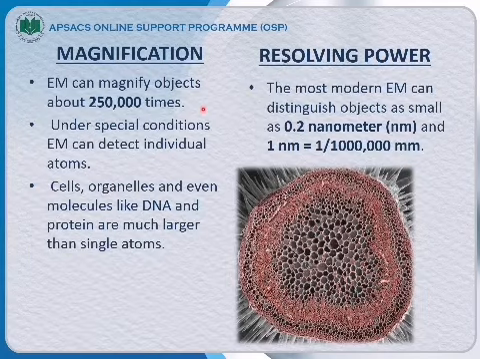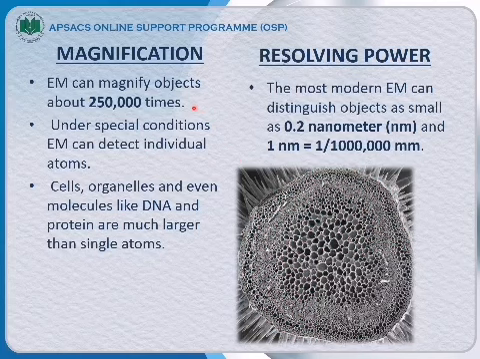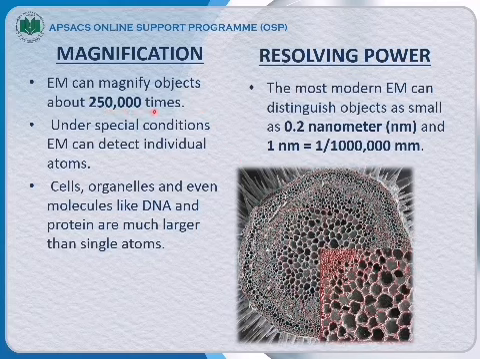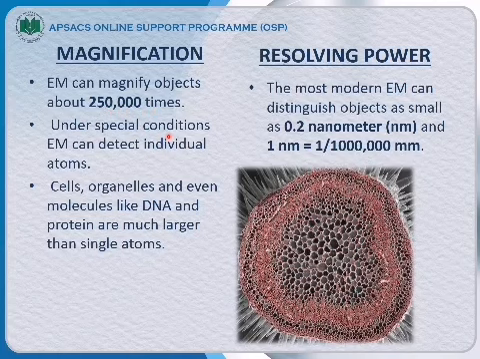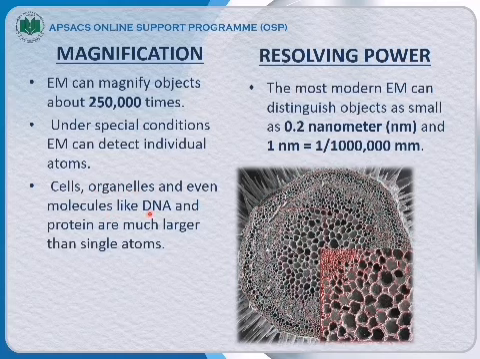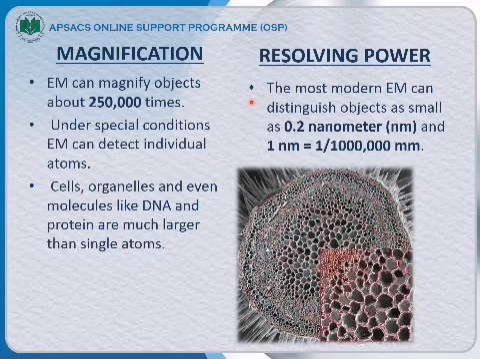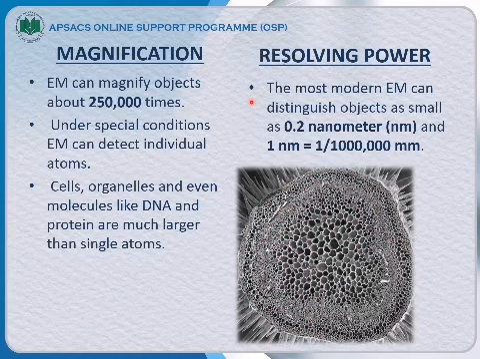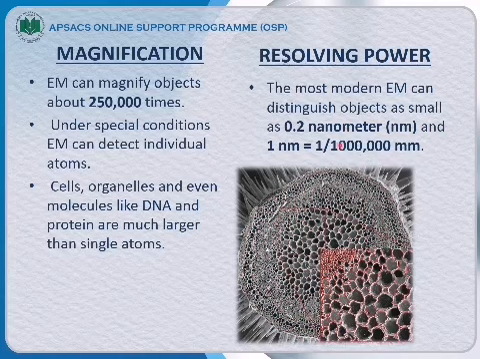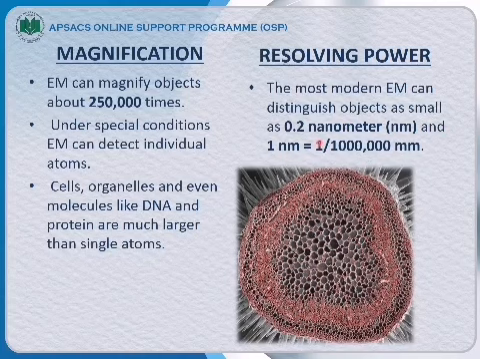The magnification power of the electron microscope is 2,50,000. Under special conditions, the electron microscope has the ability to detect individual atoms, so cells, organelles and even molecules like DNA and proteins are much larger than a single atom. The resolving power of the modern electron microscope is 0.2 nanometer, and 1 nanometer is equal to 1 by 10,000 millimeters.